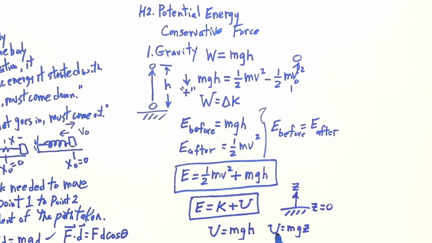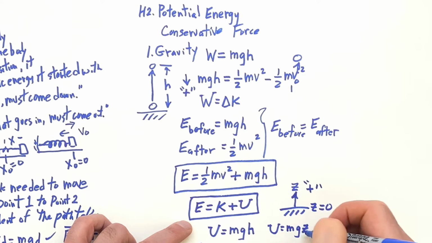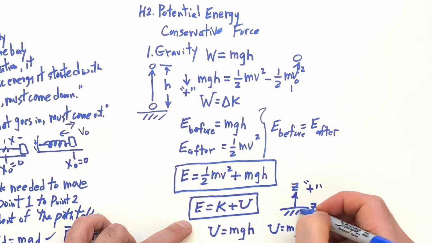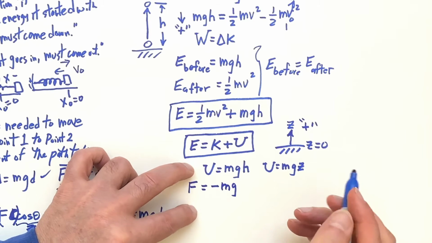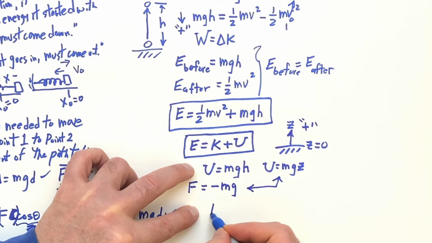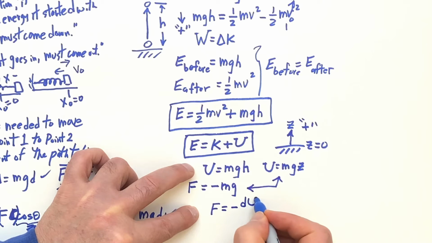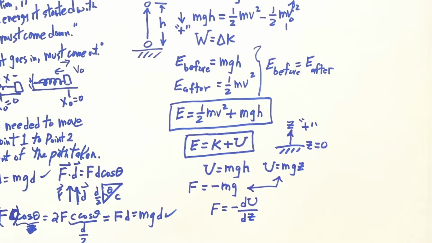It'd be nice to be able to relate this conservative force that's due to gravity, and in this case, if we're choosing up to be positive, to write this nice equation like this, measured from the bottom, the ground, then the force is minus mg due to gravity. And we like to be able to relate these two together, and we could see that the force is given by negative the derivative of the potential energy function with respect to z. That's the variable that measures the distance from the ground.